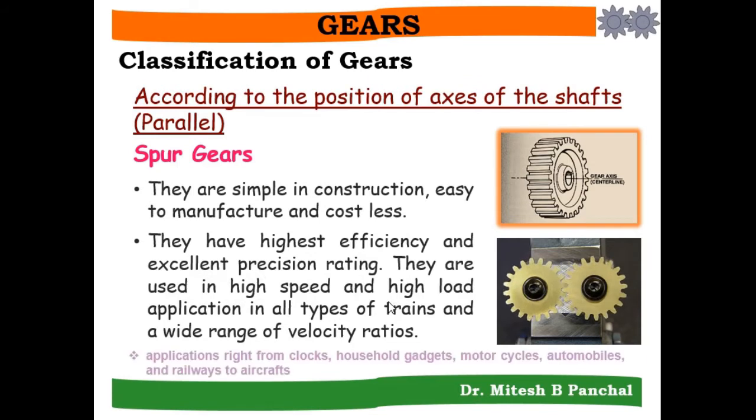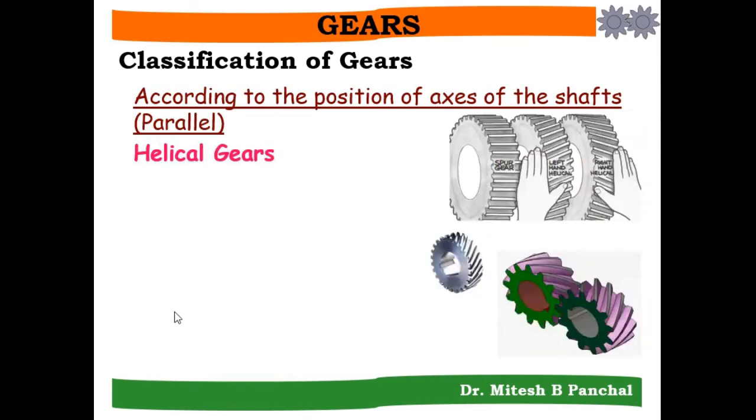The spur gears have a wide range of applications, starting from clocks, household gadgets, motorcycles, automobiles and railways and aircraft. So we can see that the spur gears are used for most of all types of different applications. When there is a limitation, we will look for another alternative. So the other alternative to transmit power between two parallel axes is the helical gear.